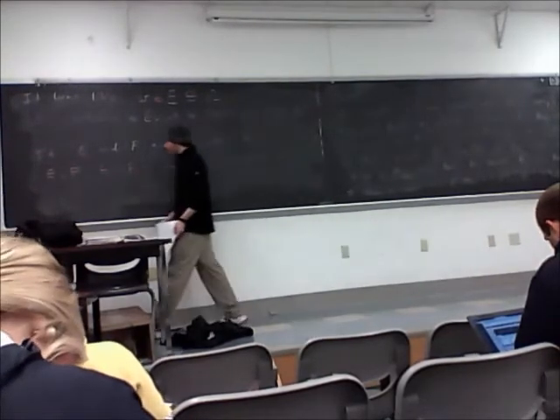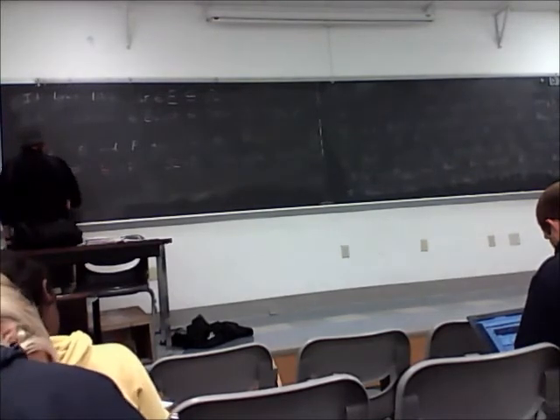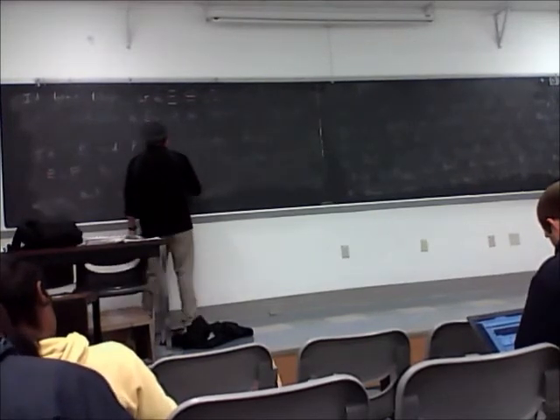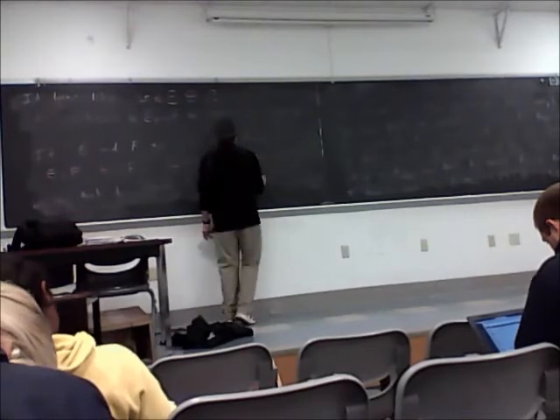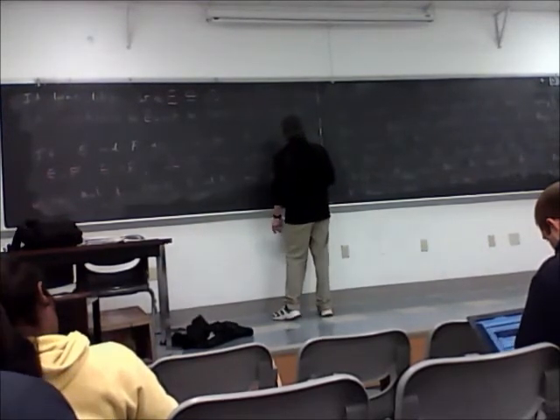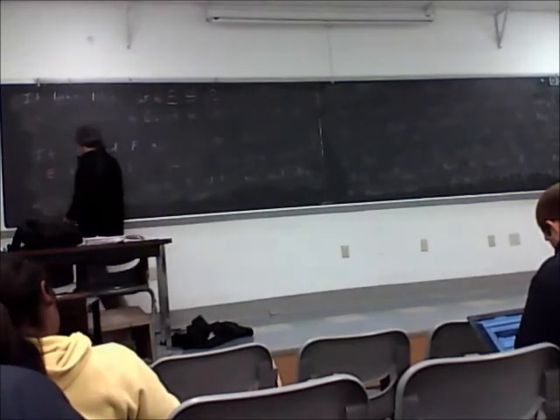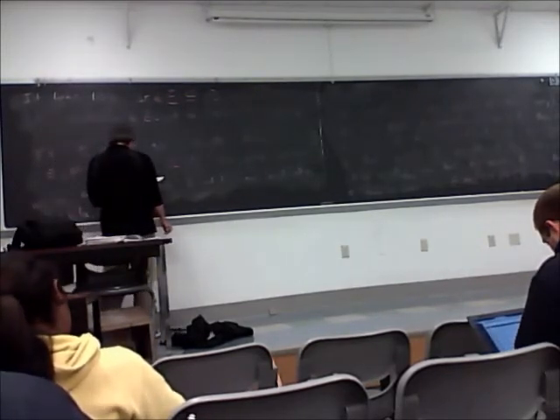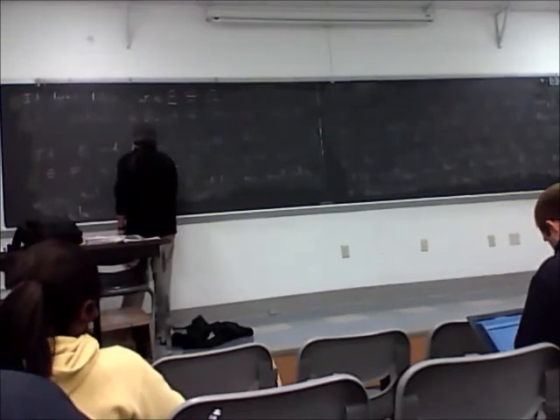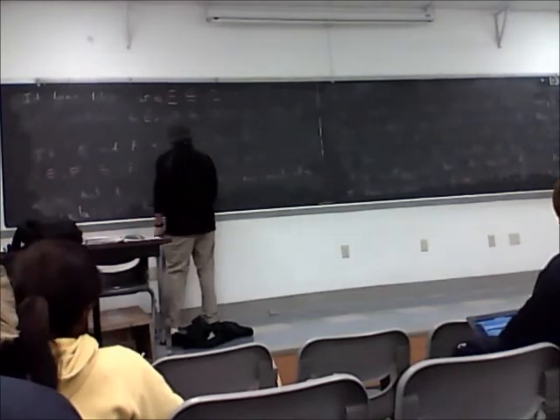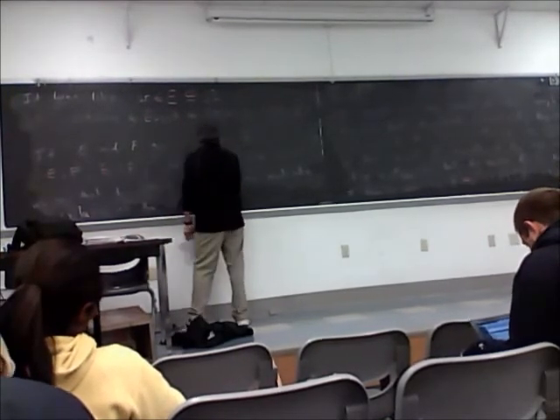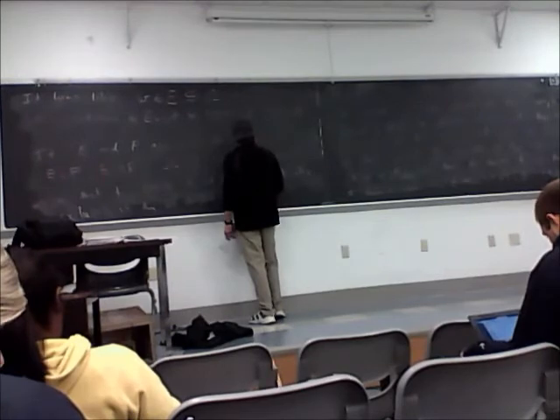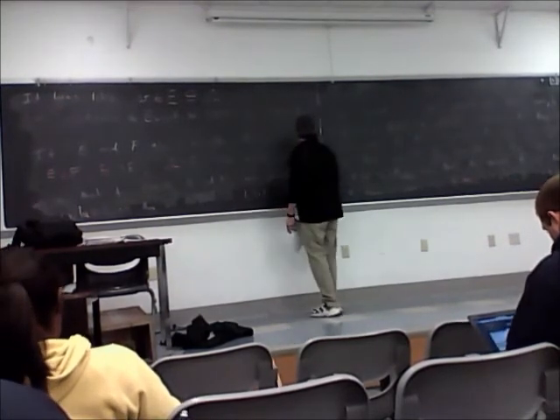So we say that two events, let's say E and F, are mutually exclusive if they are disjoint, i.e., if the intersection of E and F is empty.